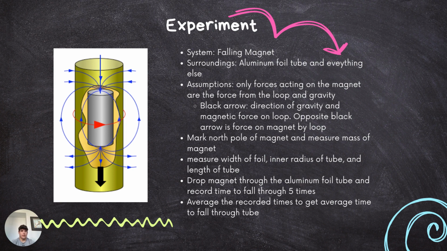For the procedure of the experiment, we first marked the north pole on the magnet and measured the mass of the magnet. We then measured the width of the foil, the inner radius of the tube, and the length of the tube. We then dropped the magnet through the aluminum foil tube and recorded the time for it to fall all the way through 5 times. Finally, we took the average of the recorded times to get the average time to fall through the tube.